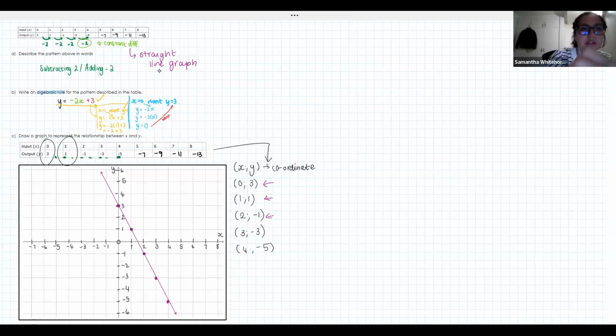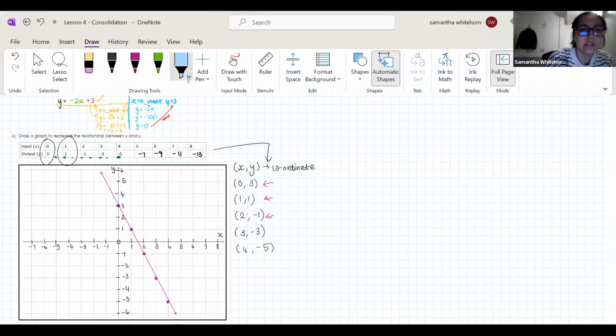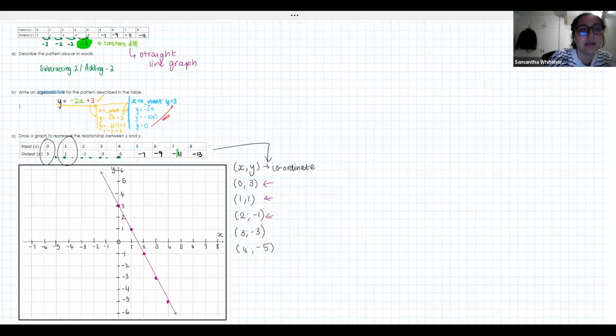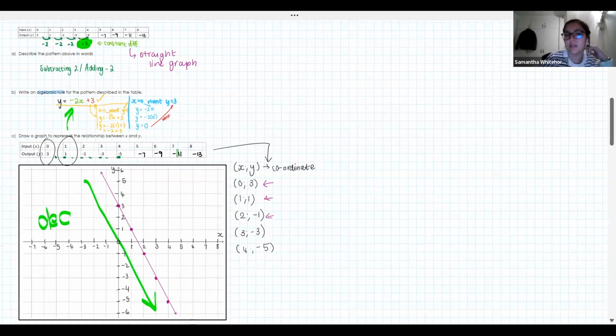Now, another thing I want you to notice is that right at the start, we said that our constant difference, or the thing we were adding or subtracting each time, was -2. We incorporated that into our equation. And now if you have a look at your graph, firstly, that negative is shown because the graph is decreasing from left to right. We always read a graph left to right, always. And because the line's going down, decreasing, that comes from the negative.